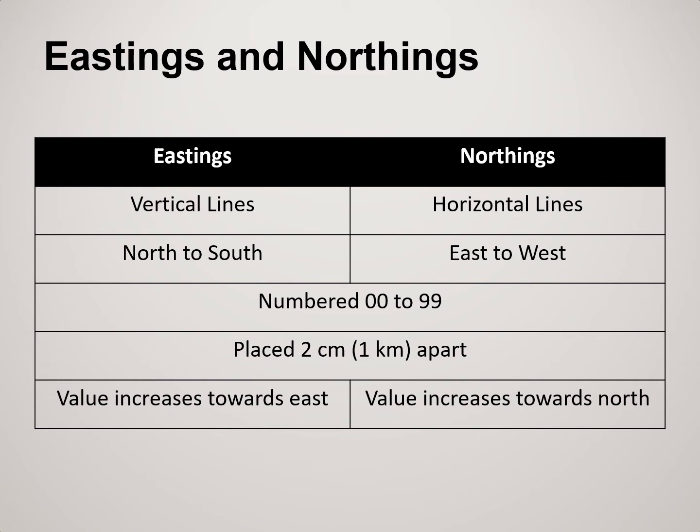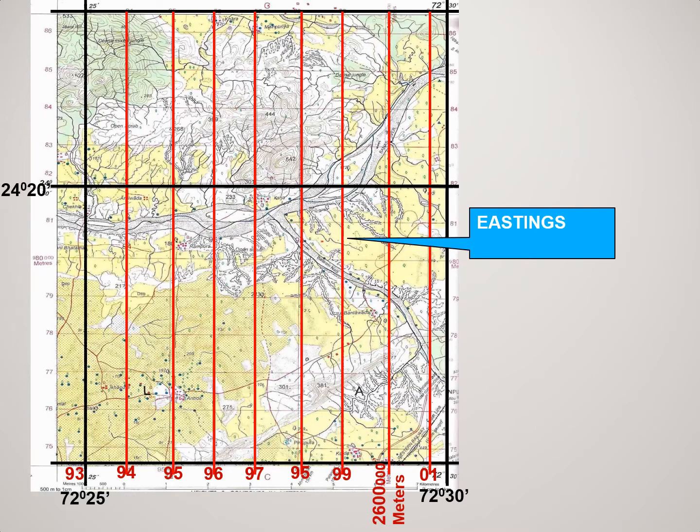On the topo sheet, you will usually find they are placed 2 centimeters apart from each other. Values of the eastings will go on increasing from west to east, while those of the northings will go on increasing from south to north. So here we are trying to understand the eastings. As I told you, eastings are vertical lines running from north to south. Their values go on increasing from west to east. So it is 93, 94, 95, 96 and so on.